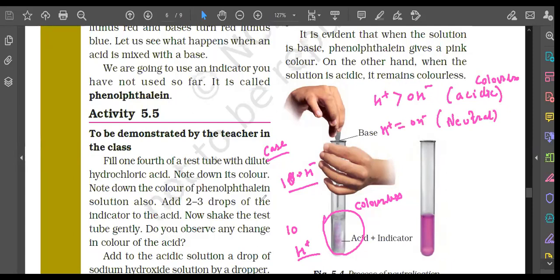Now, suppose I'm taking 11 OH minus and then 10 H plus, what will happen? In this case, H plus is less than OH minus. What will happen? It will become acidic or basic? Basic. Yes, very good. It will become basic. And what is the color of phenolphthalein in case of a basic solution? Pink, right? Got it?